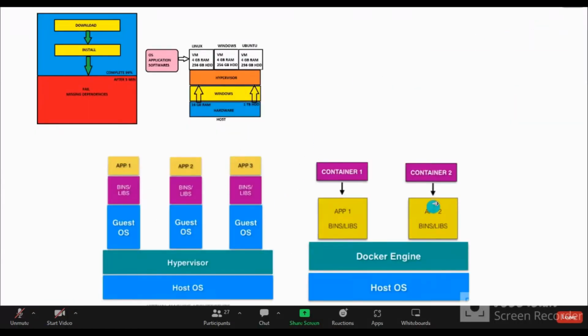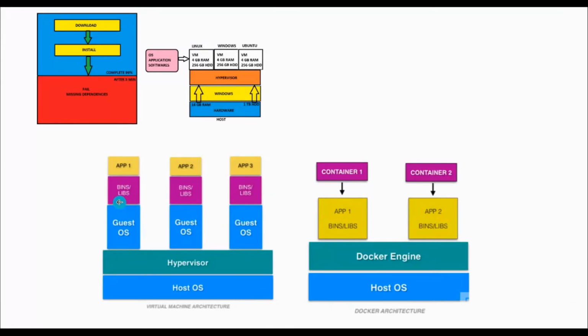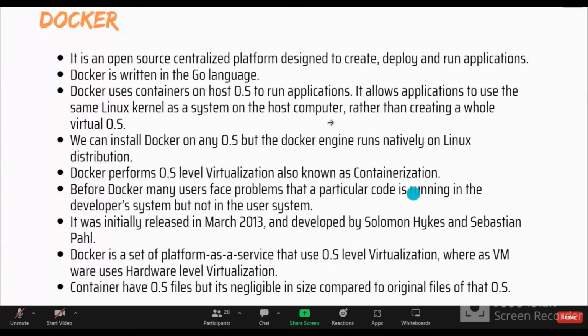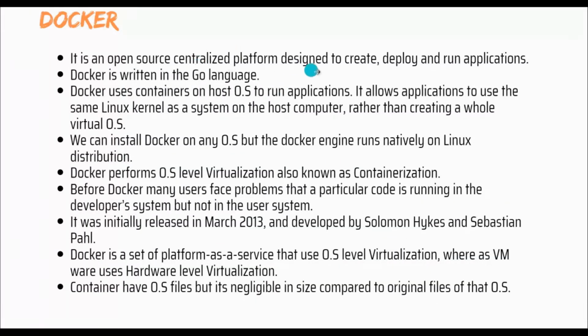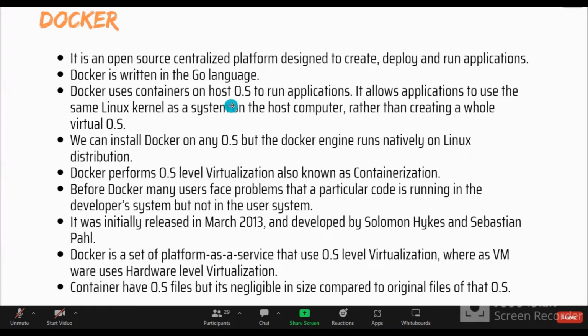So this thing you already know. We have discussed it, right? But I have changed the images, I have changed them to a new one. Okay. So Docker is an open source centralized platform designed to create, deploy, and run applications. So it is written in which language? Go language. Okay.